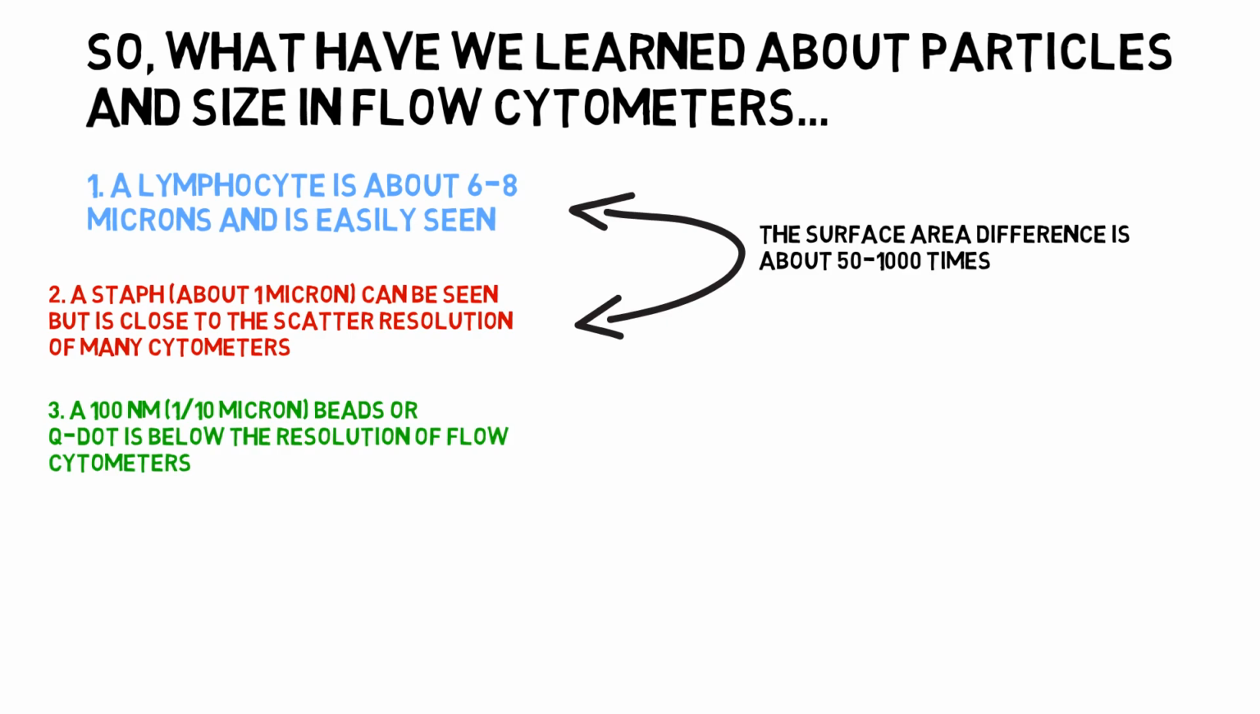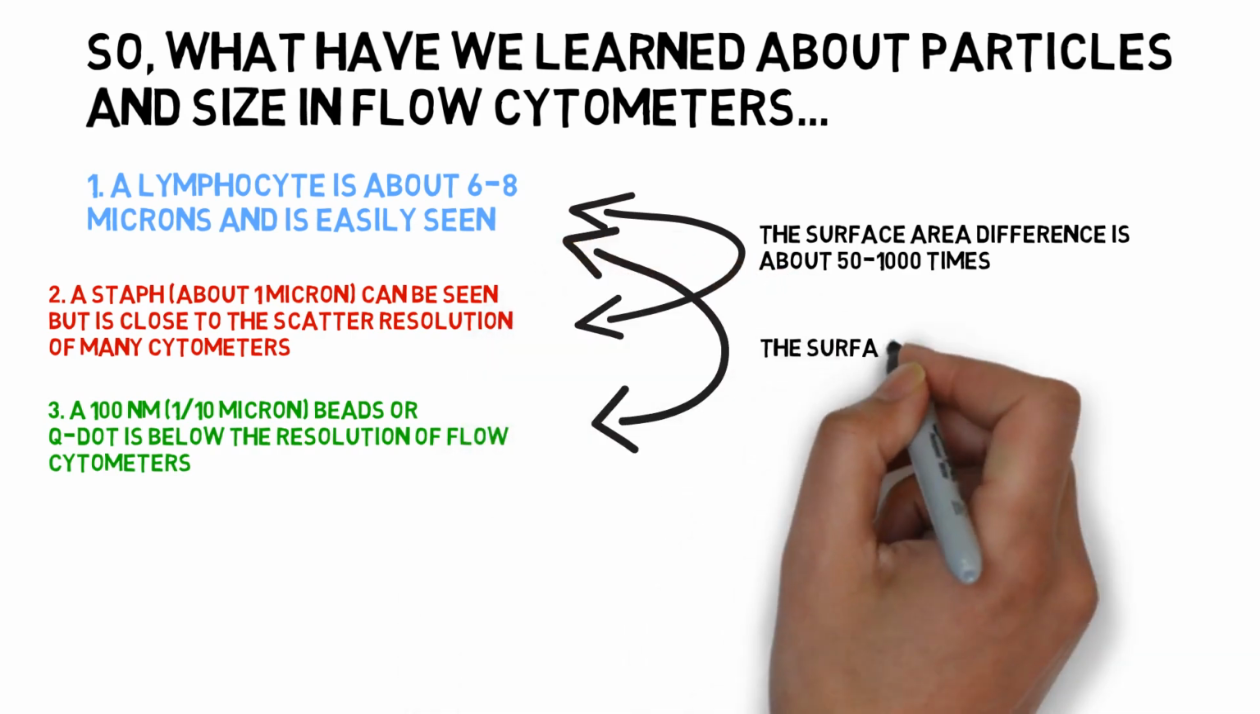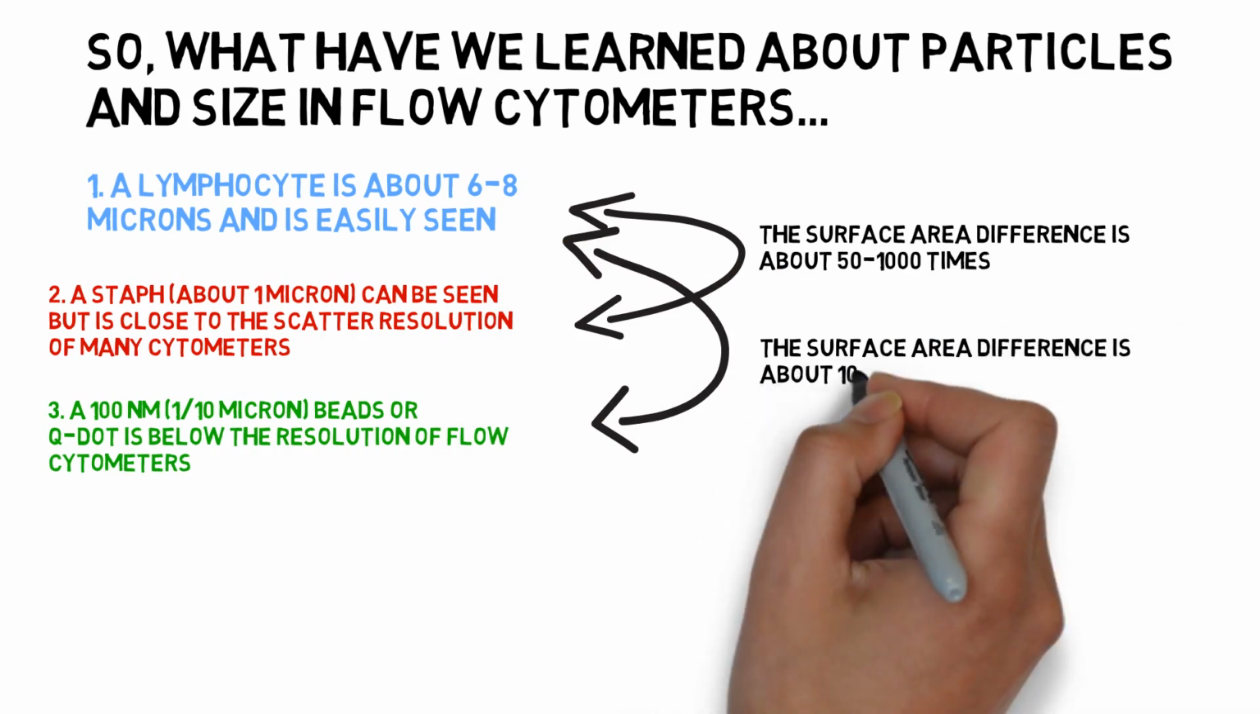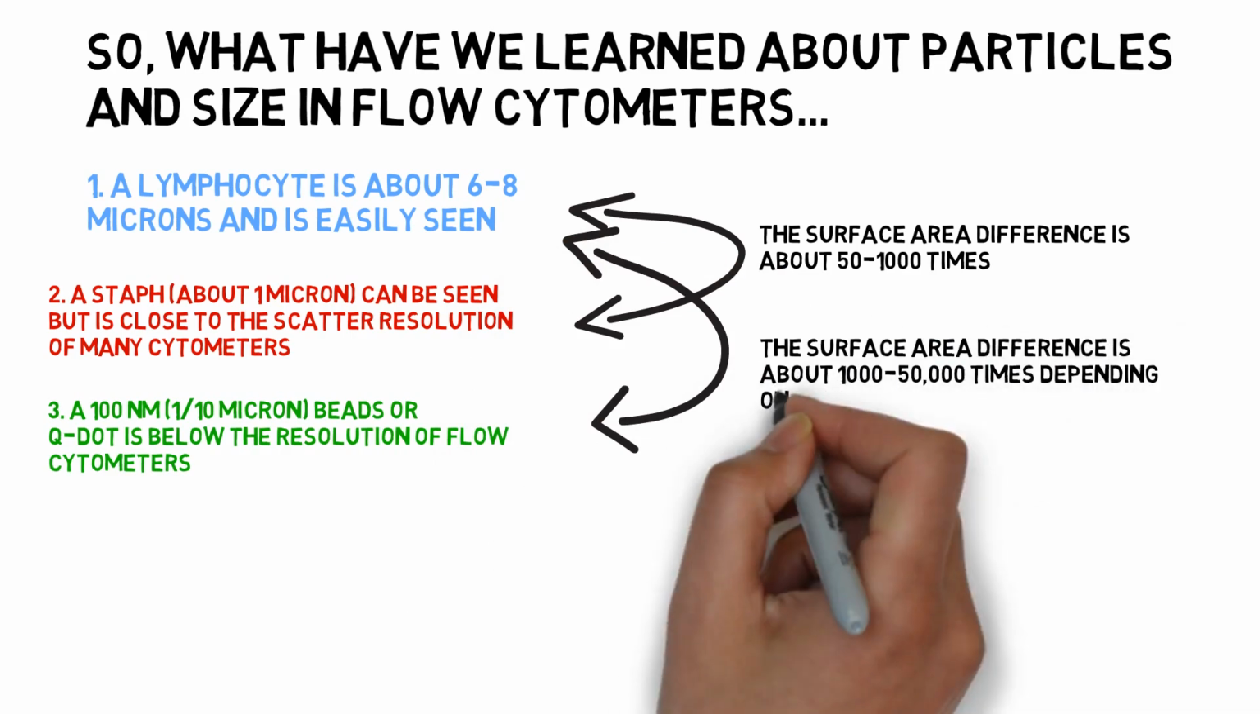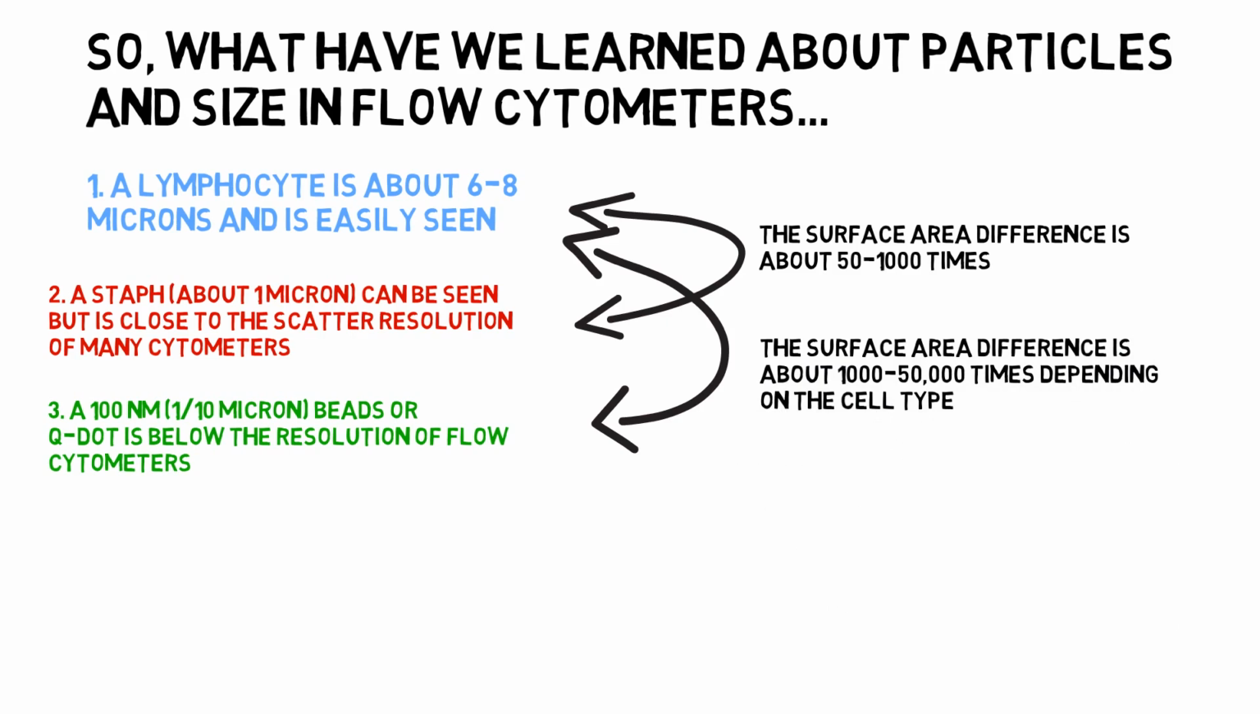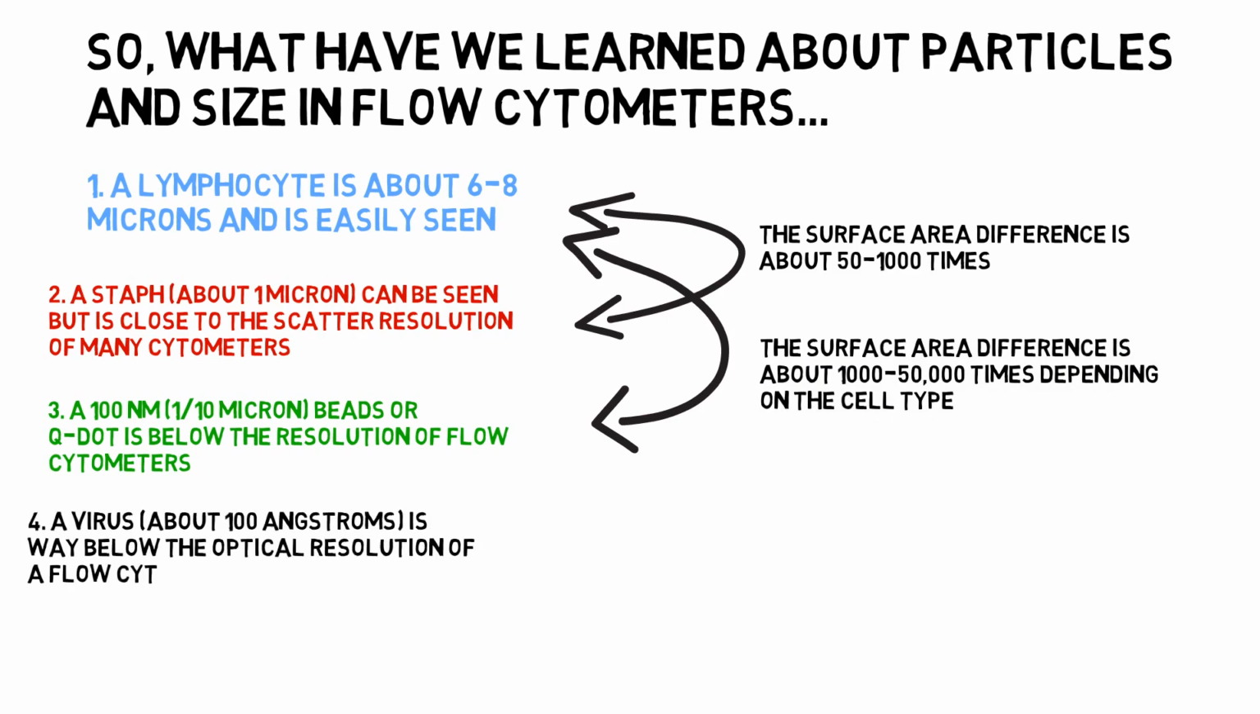And a virus is even smaller than that. So don't sit around waiting to measure a virus by light scatter on a flow cytometer. It's actually smaller than the wavelength of light, so you know you can't resolve it.